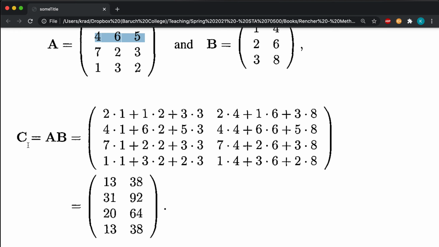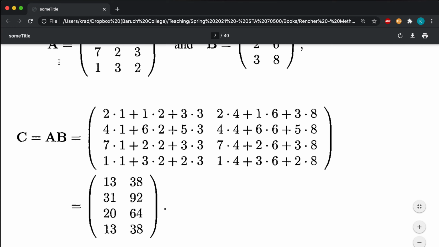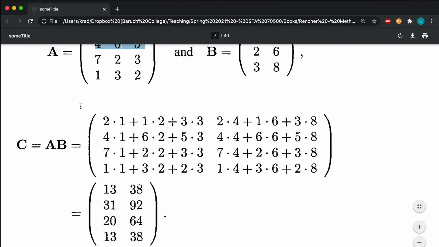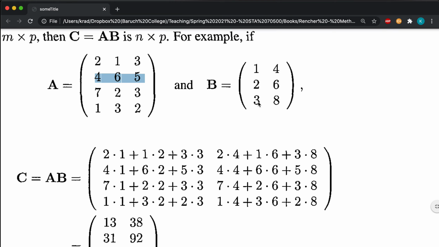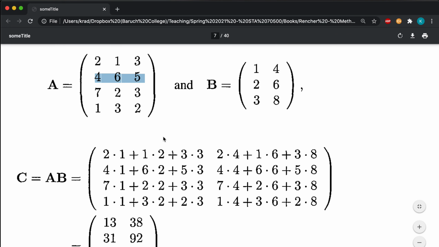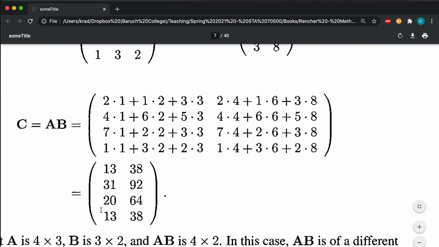So C, which is the multiplication of A and B, is, recall, A is a 4 by 3 matrix, and B is 3 by 2. So AB will be 4 by 2: 4 rows, 2 columns.